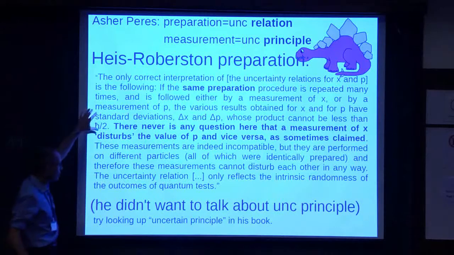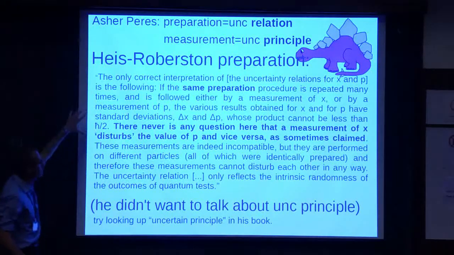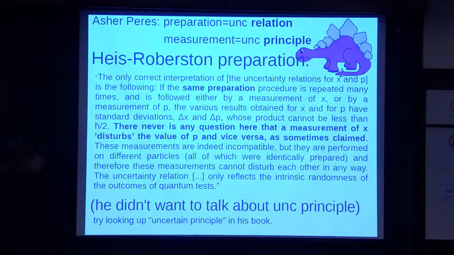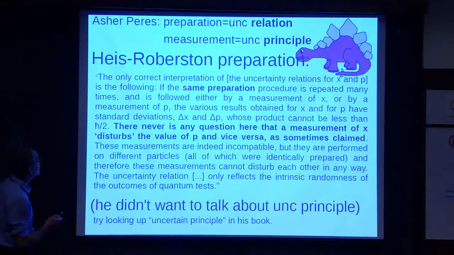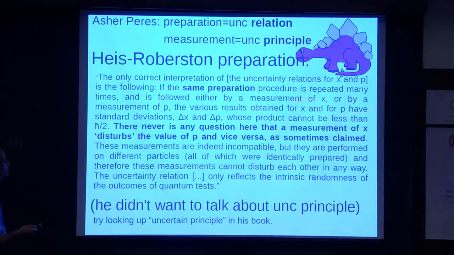I really would like to explain it by using Asher Peres's words. This is taken from his book, and probably also from some of his papers, because in his book he put many of his papers. So the only correct interpretation of the uncertainty relation for X and P is the following. If the same preparation procedure is repeated many times and is followed either by a measurement of X or by a measurement of P, the various results obtained for X and P have standard deviations, delta X and delta P, whose product cannot be less than h bar over 2.